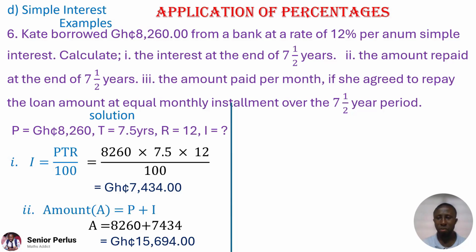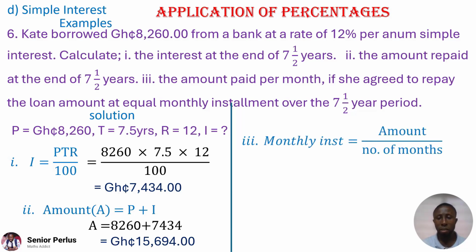Now, the third one, the amount paid per month if she agreed to repay the loan in equal monthly installments, okay, per month. I gave you the per month when I was developing the formula. So that's the monthly installment. For us to get a monthly installment each month, that's the amount out of the number of what? Months. Yes, I gave it to you.